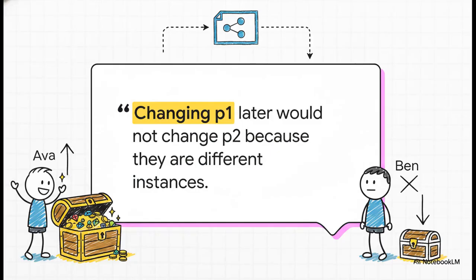And the core implication of that strict separation is this. Changing P1 later would not change P2 because they are completely different instances. If Ava finds a treasure chest and her score suddenly jumps to 100, Ben's score stays exactly at 25. No impact whatsoever. They share the player blueprint, sure, but they absolutely do not share their physical state.